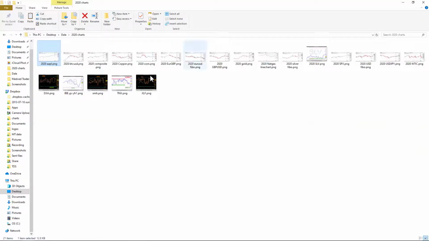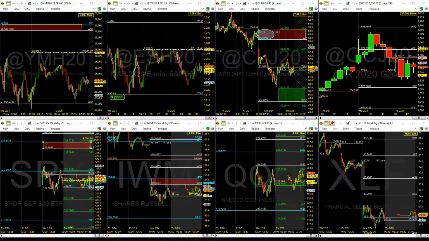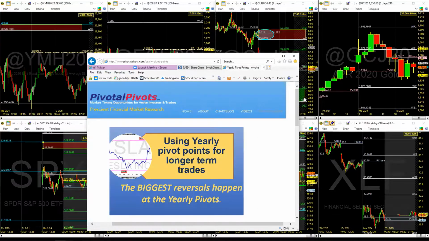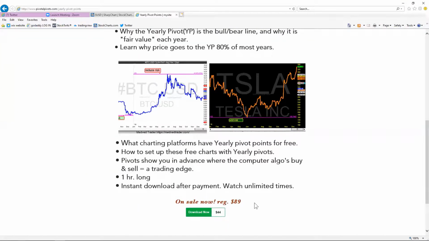So that's Jeff. How do people follow this kind of work? Do you have something on your website to teach people how to do it, or do you hold webinars? I do it all. I have a website where I post. I have a chart blog. I also have a video I just produced on the yearly pivots. It's normally $89, and I have it marked down today to $44, half price, if you guys are interested.